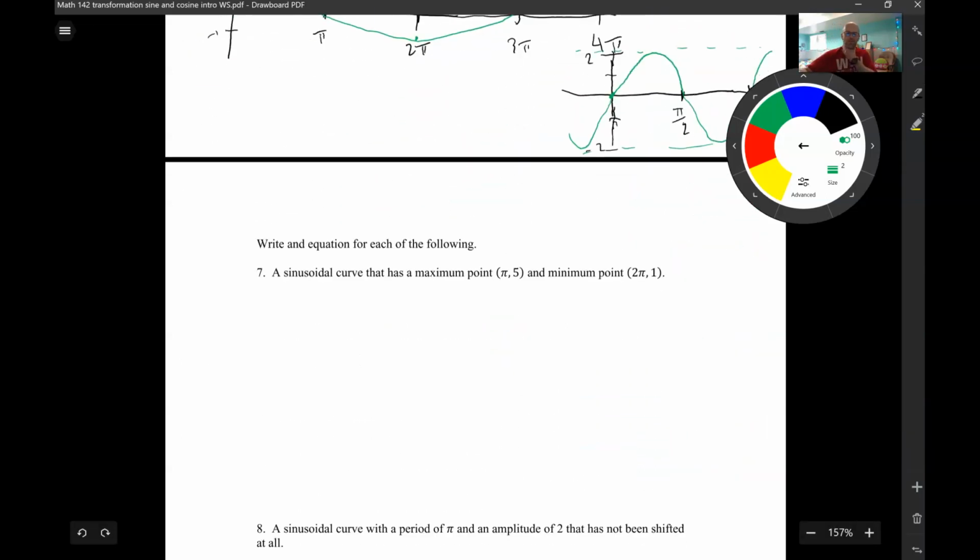Number 7, write the equation for each of the following. So now we're going the opposite direction. We're going to get a quick sketch of this. So this says has a maximum point at pi.